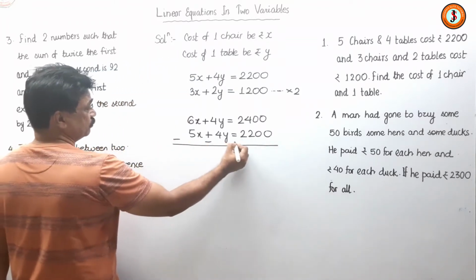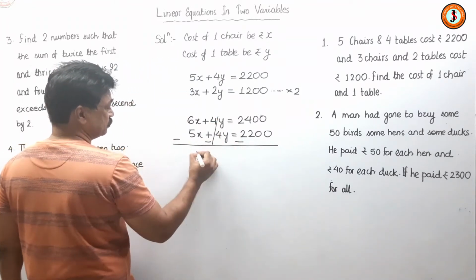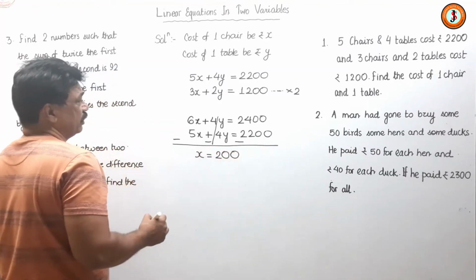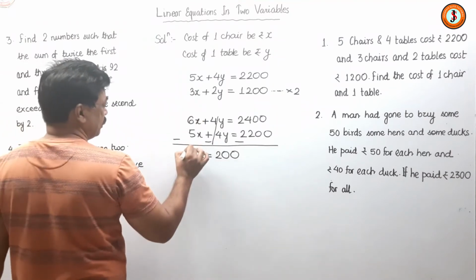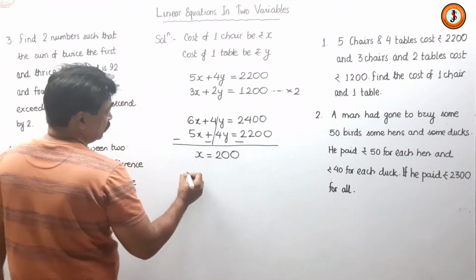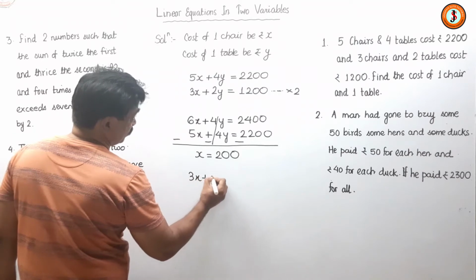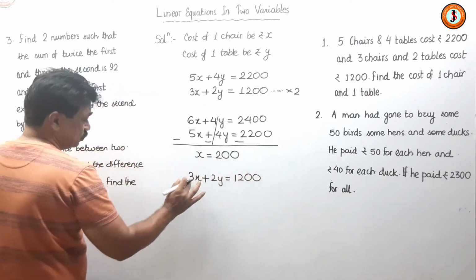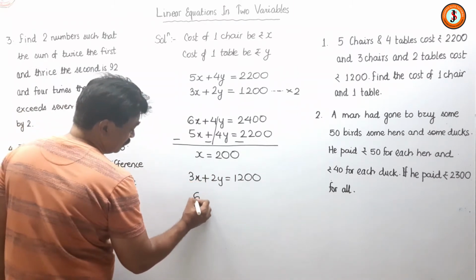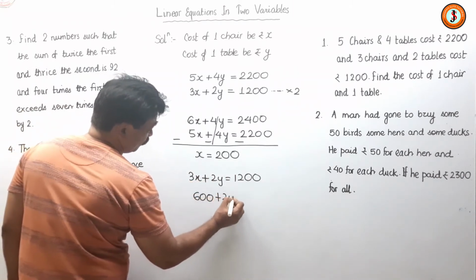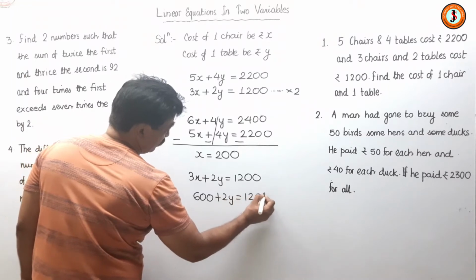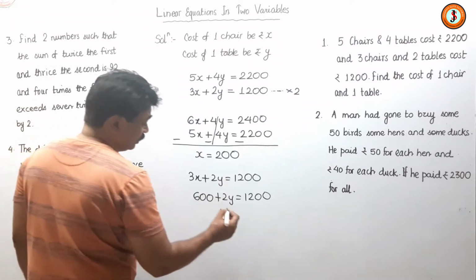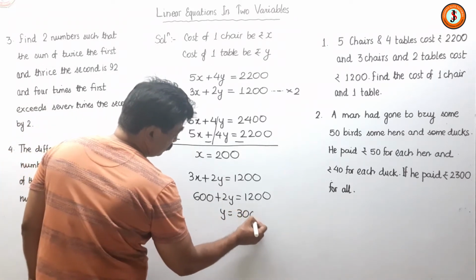Then what will happen? This goes, 6x minus 5x is x. x is equal to 200. When x is equal to 200, I place the value of x in one of the equations, 3x plus 2y is equal to 1200. So I put x is equal to 200 here. 3 200s are 600 plus 2y is equal to 1200. So y will be equal to 1200 minus 600 by 2, that is y will be equal to 300.